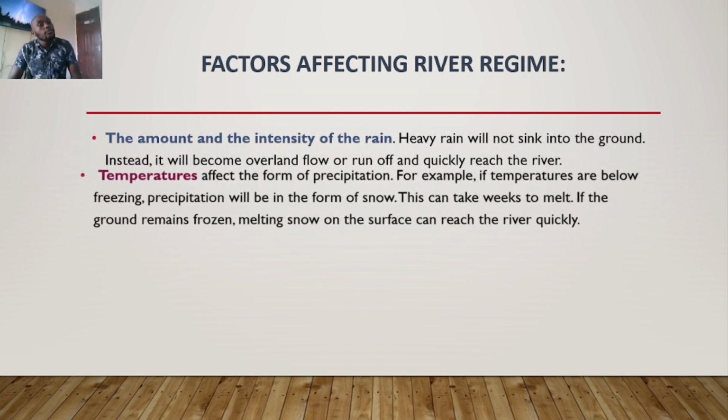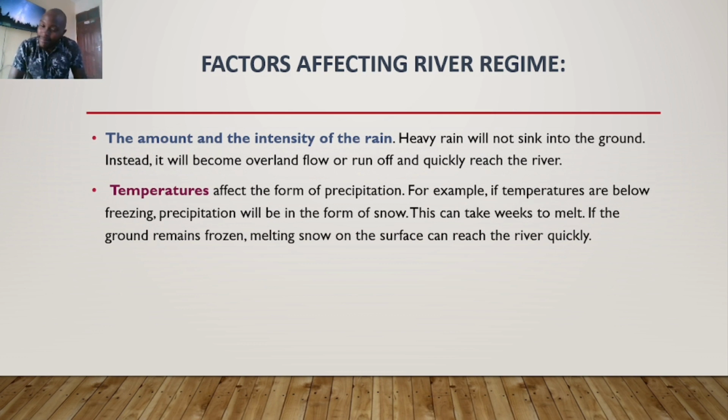Then we talk about temperatures. What do you think of temperatures? Temperatures will affect the form of precipitation. Remember, precipitation is one major thing that affects river regimes. So temperatures will affect precipitation. For example, if temperatures are below freezing, precipitation will be in the form of snow.